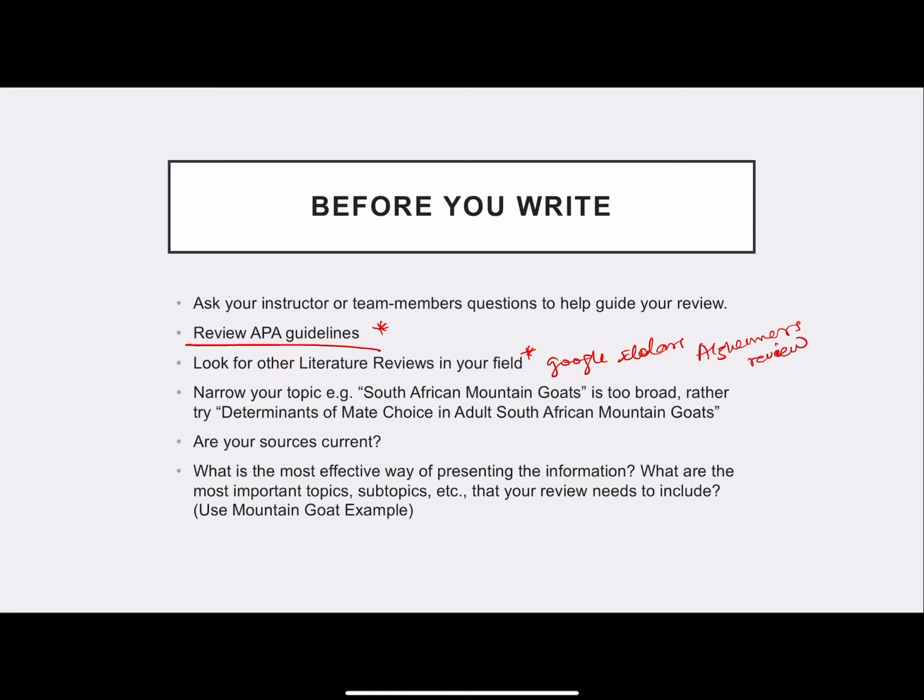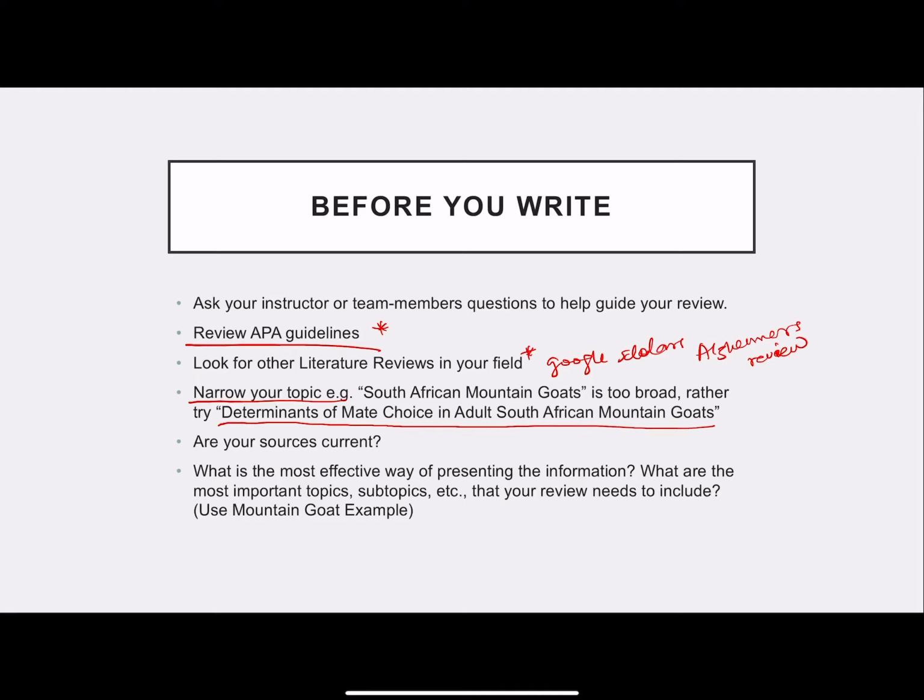So you do that. Also, I want you to narrow down your topic. If you're interested in South African mountain goats, that's too broad a topic. That's way too broad. So you need to make it specific, like determinants of mate choice in adult South African mountain goats. You can even make it more specific: determinants of mate choice in adult South African mountain goats in the summer season. Something like that, something very specific.